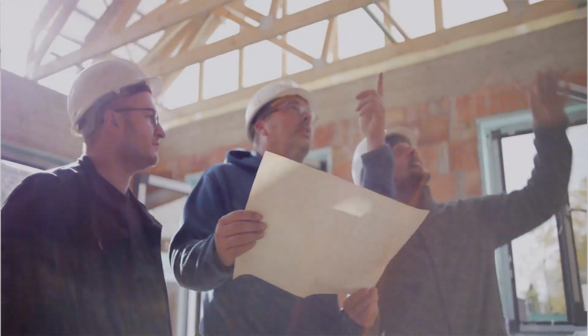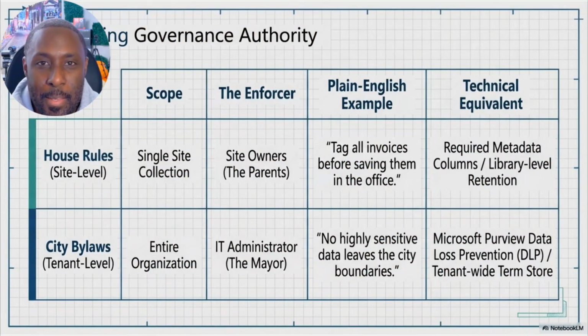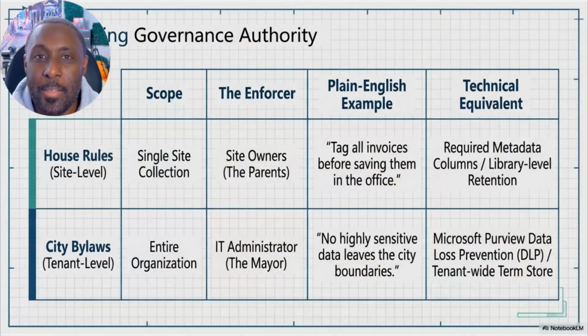Not all governance decisions belong at the same level. That's the key insight when diagnosing governance authority. Some rules belong at the tenant level, enforced by IT, applied everywhere. Others belong at the site level, managed by site owners, customized for their team's needs. Knowing the difference is what separates reactive governance from intentional governance.